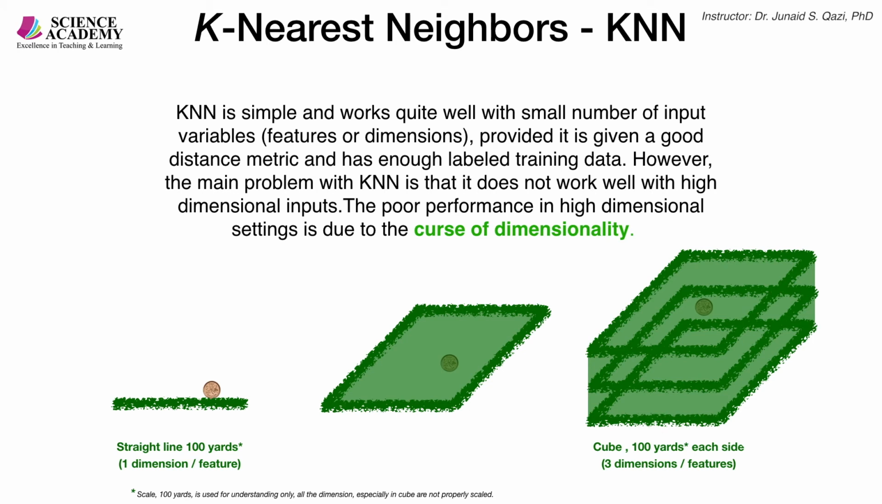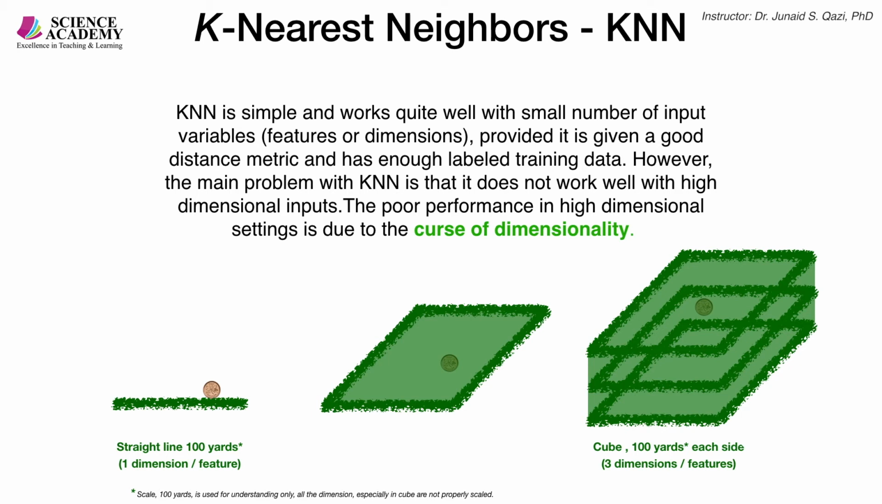KNN is simple and works quite well with a small number of input variables, provided it is given a good distance metric and has enough labeled training data. However, the main problem with KNN is that it does not work well with high dimensional inputs. The poor performance in high dimensional settings is due to the curse of dimensionality. Let's try to understand this new concept of curse of dimensionality with a very simple example.